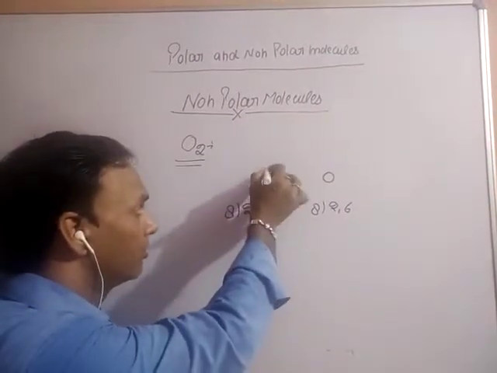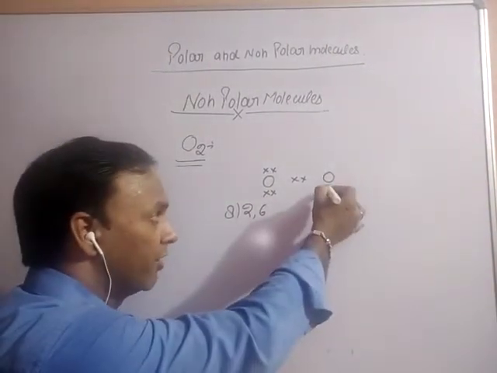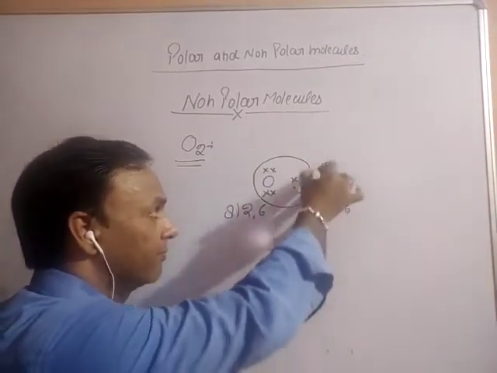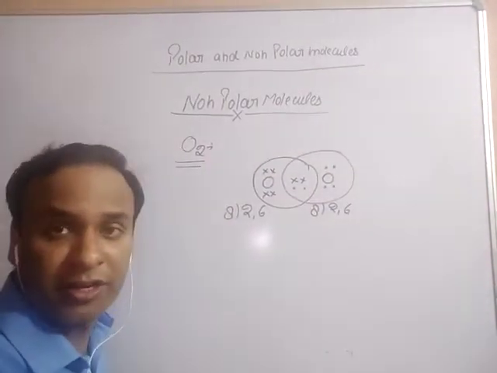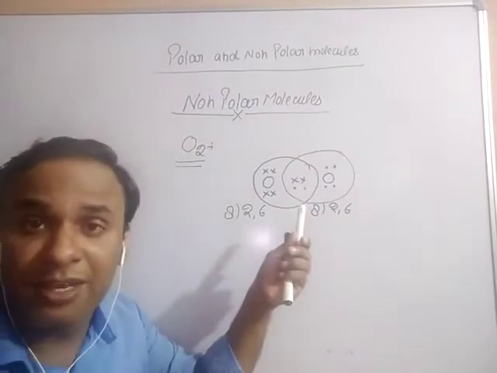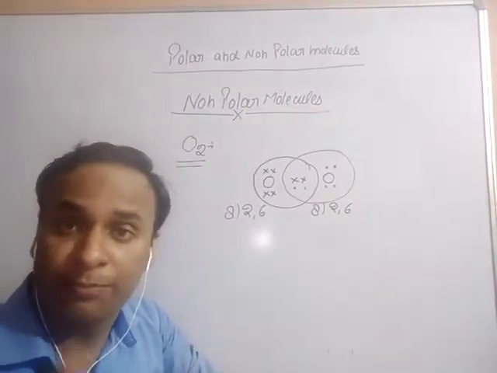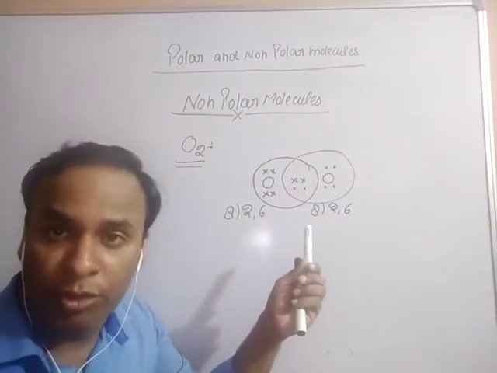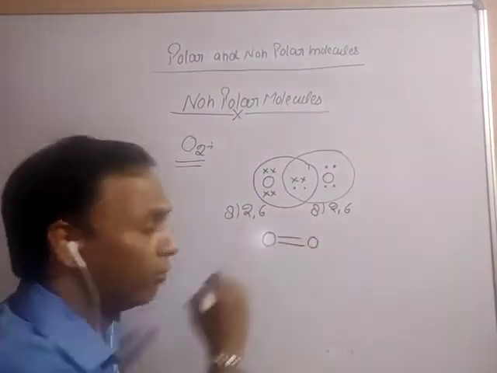1, 2, 3, 4, 5, 6. In the same manner, 1, 2, 3, 4, 5, 6. This is the sharing of electrons. Clear? That means 4 electrons are shared, which are present at the center of both the oxygens. That's why no oxygen acquires a positive or negative charge. That's why it is considered to be a non-polar molecule. Clear? Meaning oxygen to oxygen are bonded by a double covalent bond.